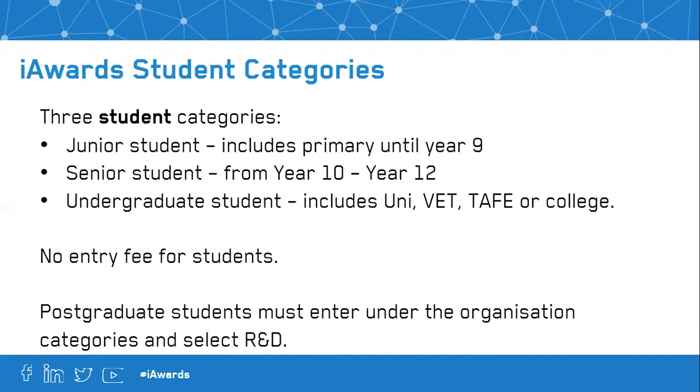So if you're a student, we have 3 core categories for students. And these categories are the junior student category, which includes primary school up until year 9. We have senior students from years 10 to 12. And we have an undergraduate student category as well, which includes anyone who is enrolled in a tertiary education provider. So that could be in TAFE, in college, or at university.